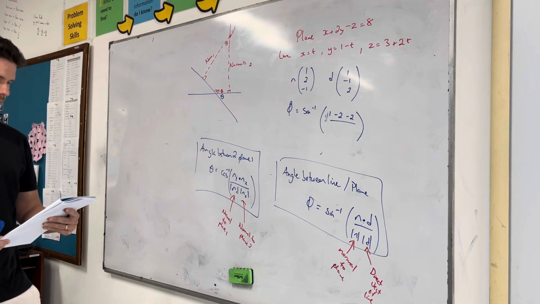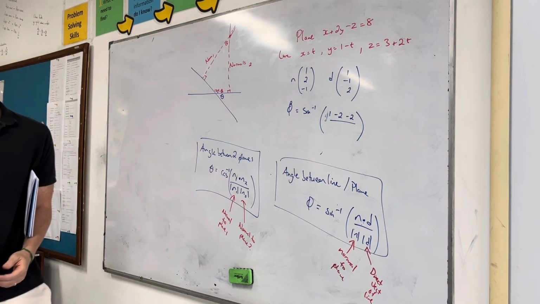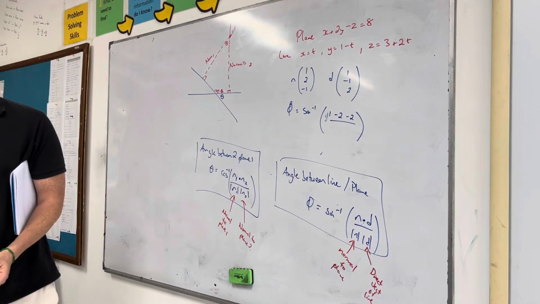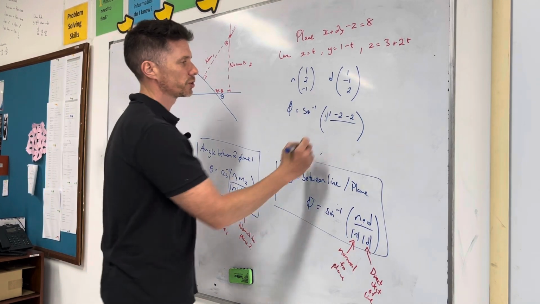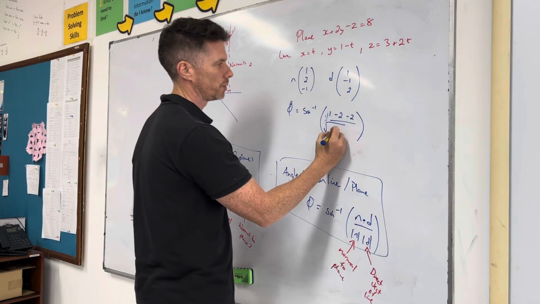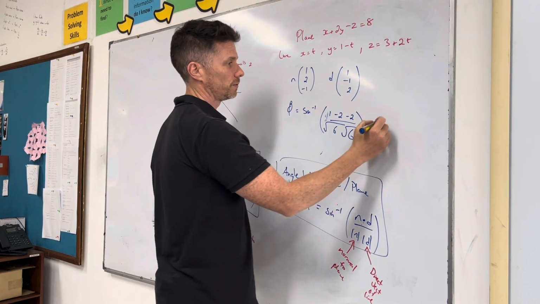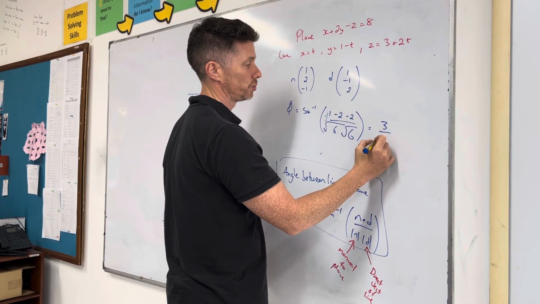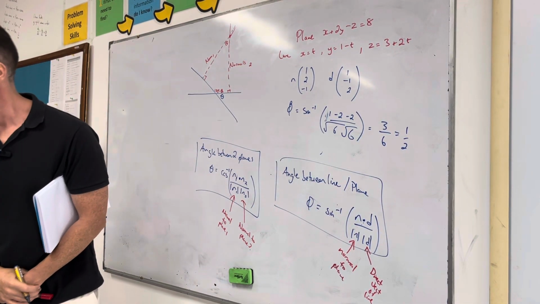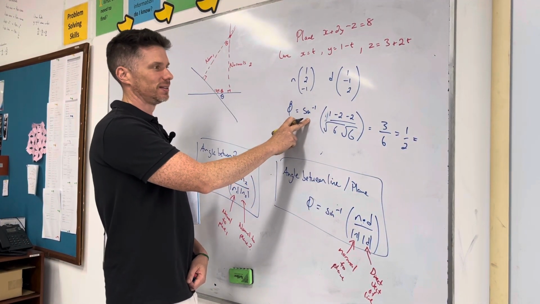What's the answer? 30 degrees. Yeah, 30 degrees. Your calculator might be in radians. So the square root of 1 squared, 2 squared, minus 1 squared is 1, 4, 6, so root 6 times root 2. It's just 3 over 6, which is 1 over 2, a half. And so is it cos inverse 1 over 2 or sine inverse 1 over 2? Sine inverse, yeah.